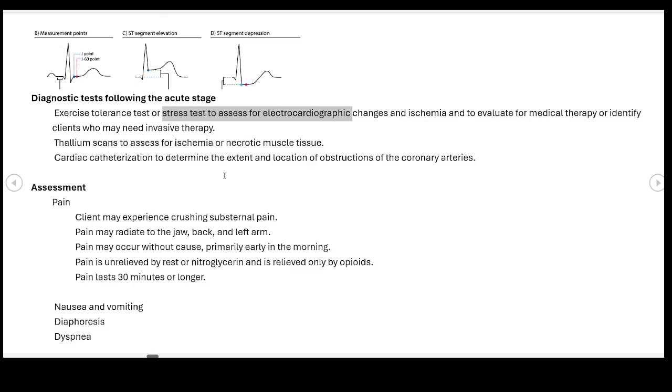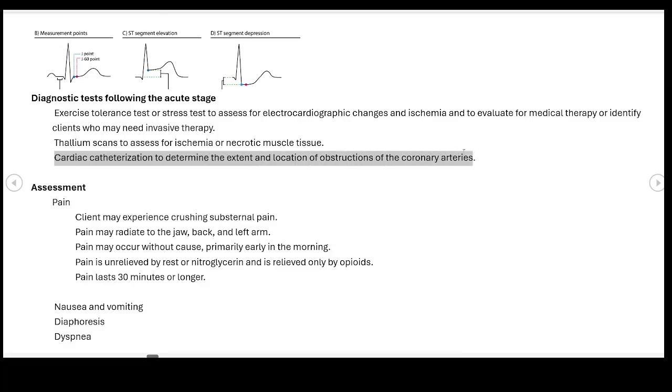And one of the things that we do, or you might hear, is called the thallium scan. This assesses if there's any ischemia or any dead heart muscle there. The thallium scan will give that information. But most of the time, what you are going to hear is cardiac catheterization. This is where they will put a catheter into the person's coronary arteries, which will help determine the extent or the location of the obstruction.